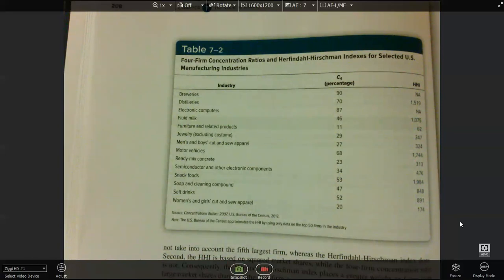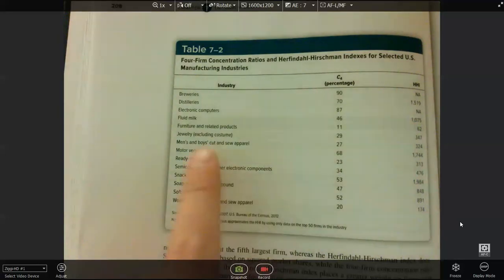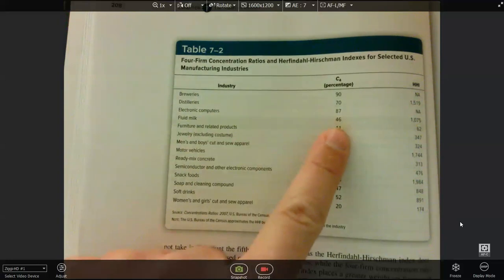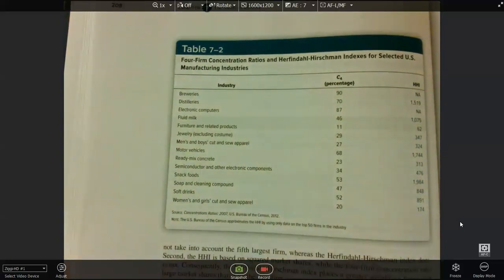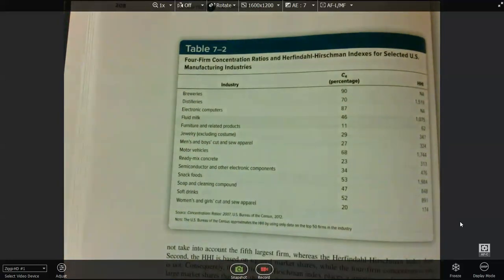Because powdered milk is a staple in a lot of different places in the world, right? It's way cheaper to import powdered milk than it is to import fluid milk. But this is just talking about U.S. concentration, right? So 46% of the fluid milk production is dominated by the top 4 firms. Ready mix concrete, that's only 23%, right? So that's a more competitive market in terms of the top 4. They only have a quarter of the total market.